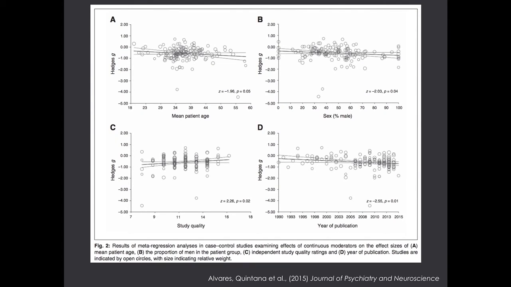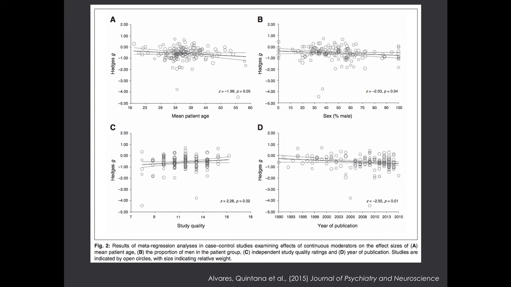Here's an example of some meta-regressions that we performed in a recent meta-analysis. So for this meta-analysis, we were interested in the impact of average patient age, the percentage of sex, male or female, a measure of study quality, and the year of publication, whether these four moderators had an effect on our overall meta-analysis. So we found that there was evidence of year of publication.